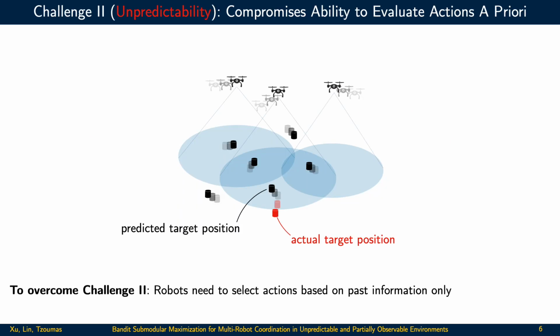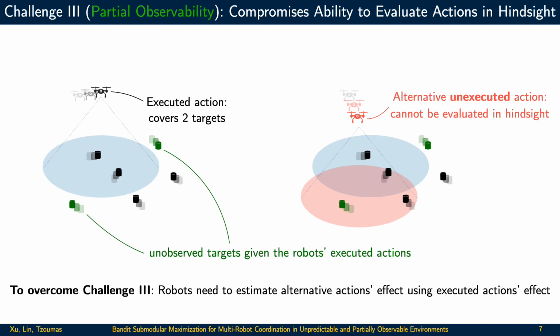Then, if the targets are actually quite adversarial, then their future motion may not be well predicted, so it's hard for the drones to evaluate the effect of all alternative actions a priori. Consequently, they have to select actions using some past information instead of future prediction. Finally, since the drone's field of view is limited, they may not be able to observe all the targets even after they've executed their actions, and this makes them unable to know exactly which action they should have selected instead.